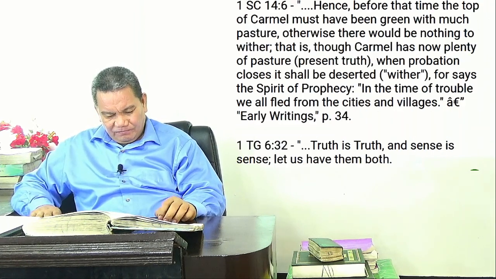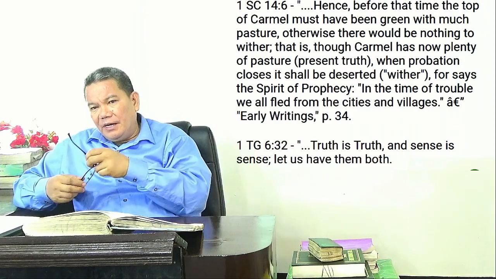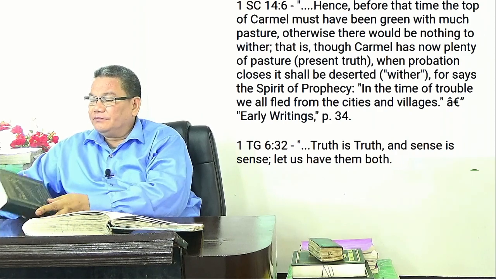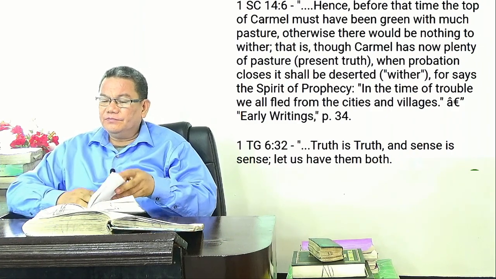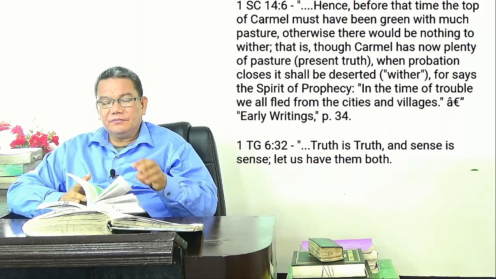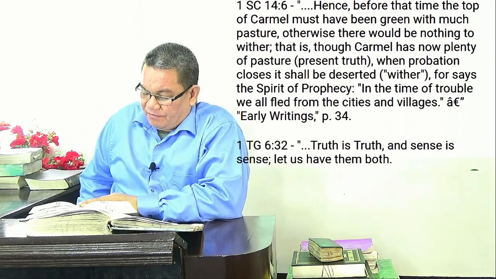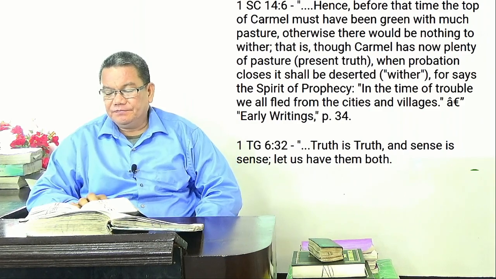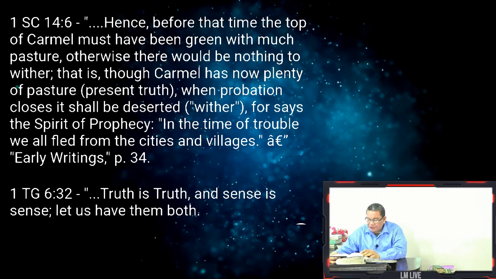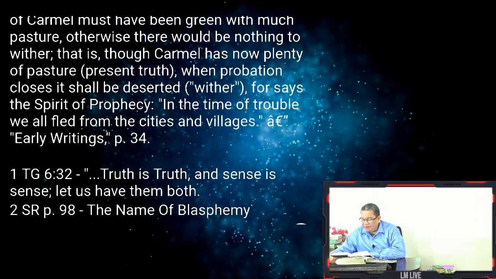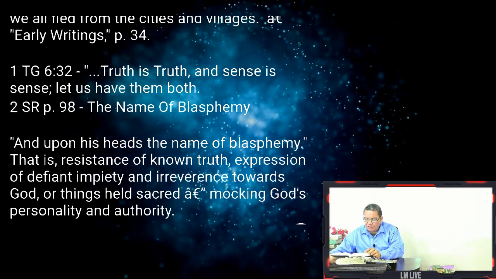Look at how perfect the description given in the Bible is, as explained by the Shepherd's Rod, which called it wholesale deception. Now let us read 2SR, page 98. It says, the name of blasphemy. And upon his heads, the name of blasphemy. That is resistance of known truth. Expression of defiant impiety and irreverence towards God or things held sacred. Mocking God's personality and authority.